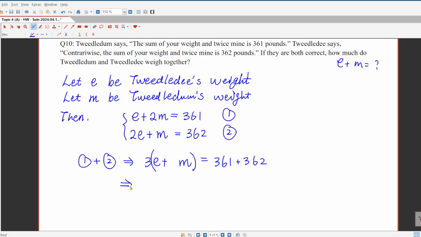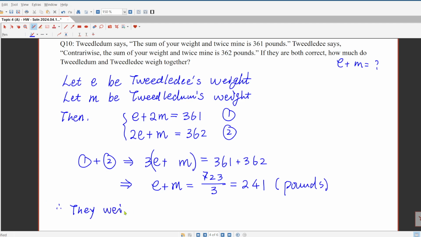The advantage of doing this is you do not have to solve E and M. Then you immediately know E plus M is 723 over 3, which is 241. The unit is pounds. Do not forget the unit. And therefore, you should make your final statement. They weigh 247 pounds together.